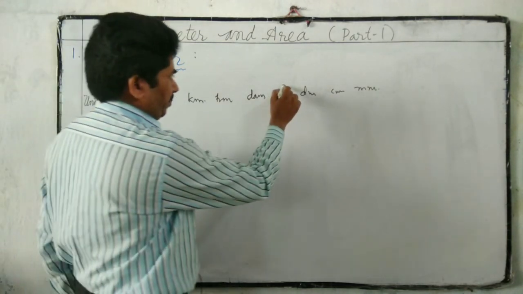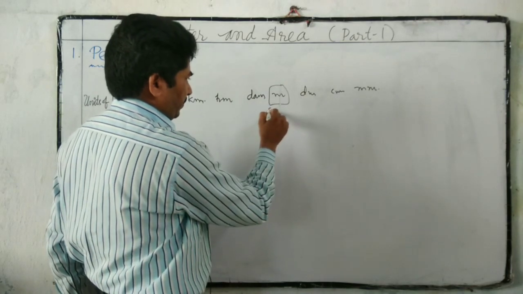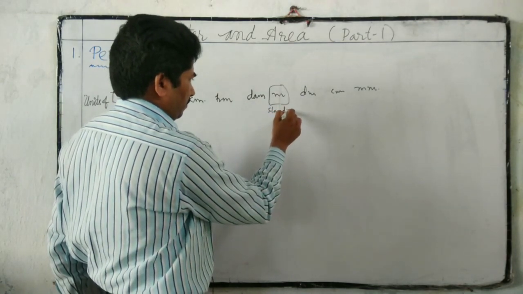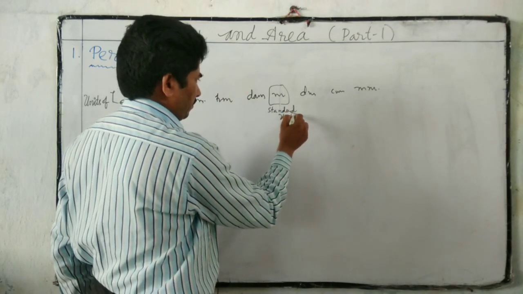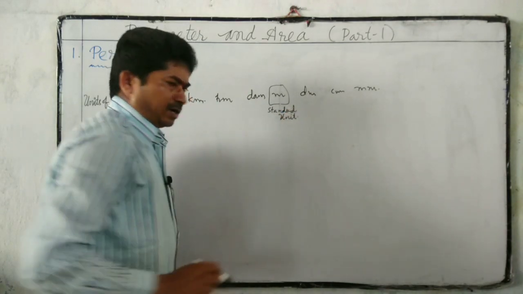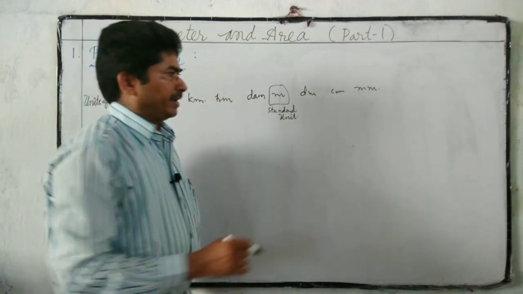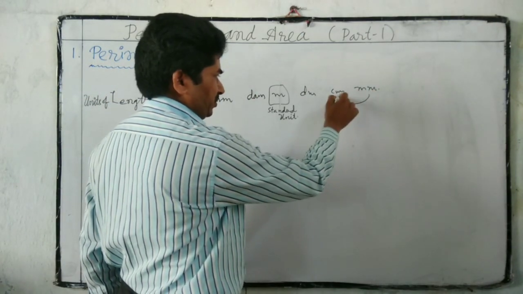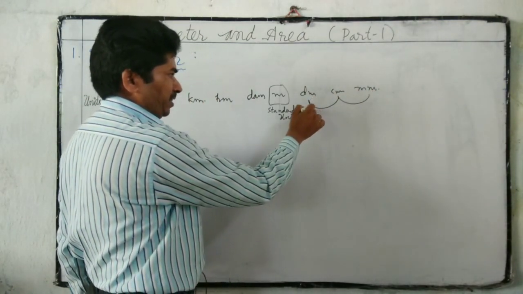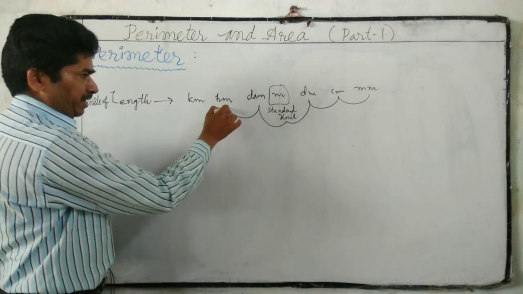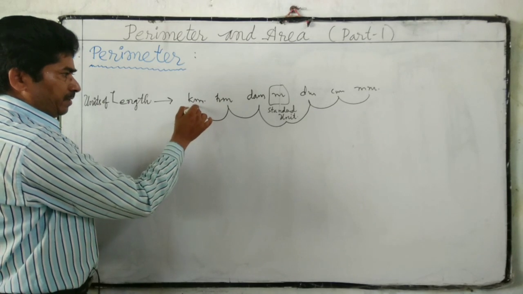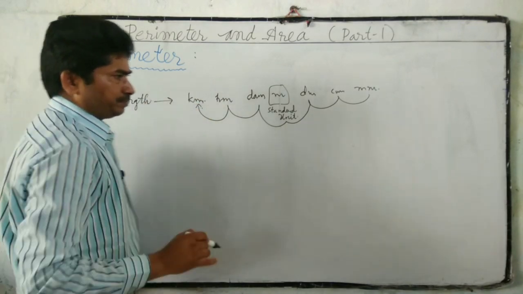In this, meter is the standard unit. We know the relation: 10 millimeters is 1 centimeter, 10 centimeters is 1 decimeter, 10 decimeters is 1 meter, 10 meters is 1 decameter, 10 decameters is 1 hectometer, 10 hectometers is 1 kilometer. We know this.